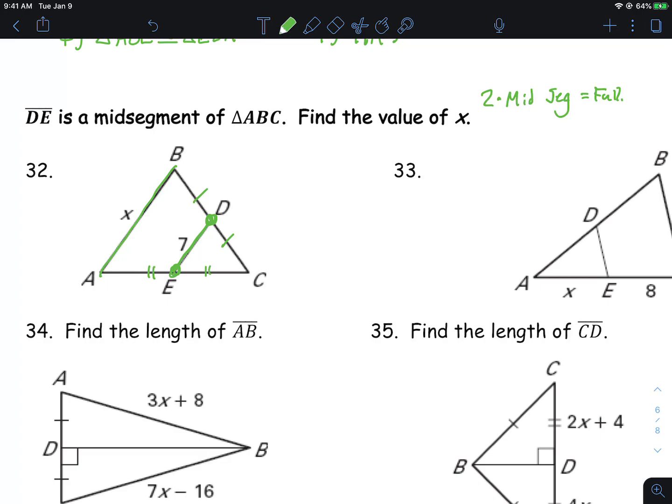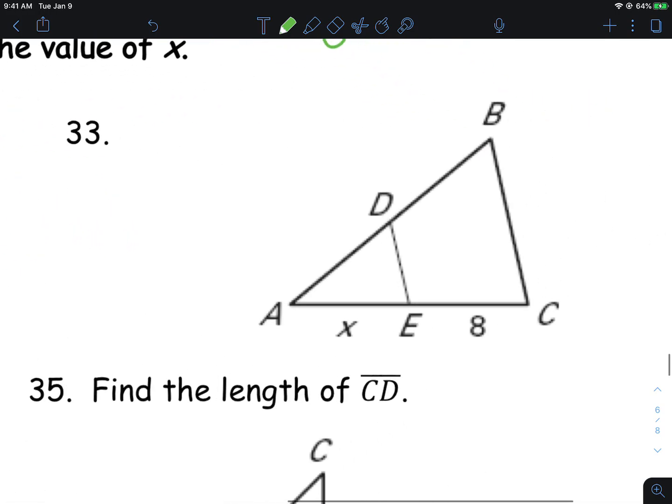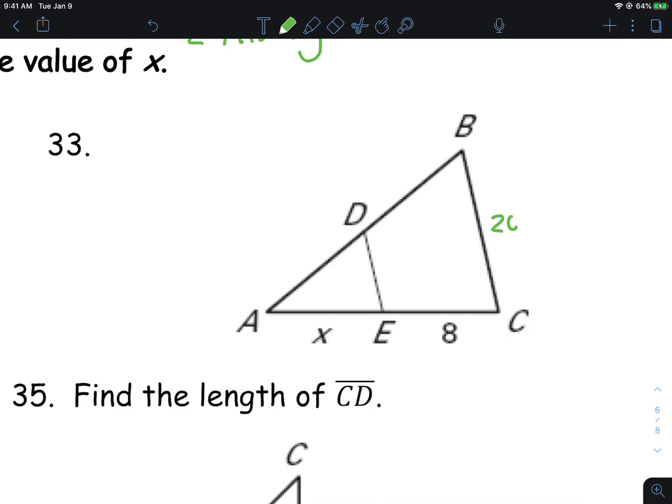So if you start out with the 7, you just really need to go 7 times 2. That'll get you x is 14 units right there. So that's pretty straightforward. Okay, like on this next one here, if I had like a 20 right here, I guess I didn't put numbers here, to go and get DE, you would go 20 divided by 2, and then that would be 10. Okay.